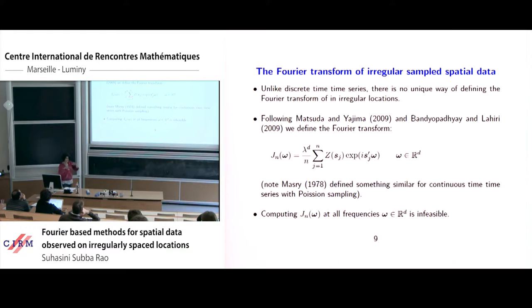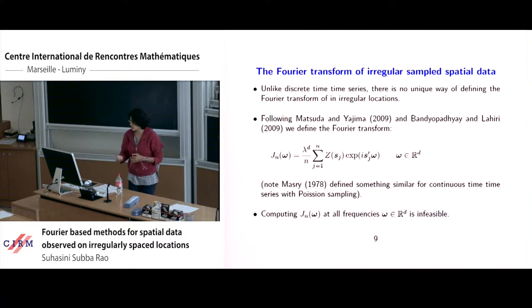Now, in order to define this class of estimators, we need to know what we mean by a Fourier transform. Unlike time series, there's no unique way of defining the Fourier transform. But here we look at the approach given by Matsuda and Yajima, and at the same time Lahiri. They both defined the Fourier transform in this way, which is a very natural way of doing it. Here is your spatial random process at location Sj, and you take the exponential of that, and then you standardize by lambda^d over n, the number of observations. I also want to mention that Masry, in a nice IEEE paper in 1978, did something very similar for Poisson sampling as well. This should be noted here.